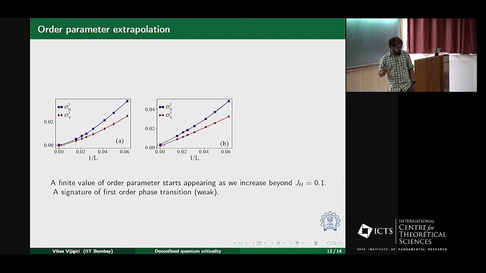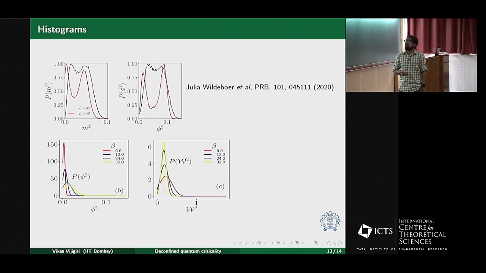But at a finite perturbation, we start seeing a non-zero value appearing, which is a signal of a first order phase transition. Not only that, we have also estimated these histograms where, for example, in this paper they have seen a weak first order phase transition: for higher system sizes, you see a double peak behavior in the order parameters. But in these unnormalized probabilities, we see only single peaks, which also signals a continuous phase transition.